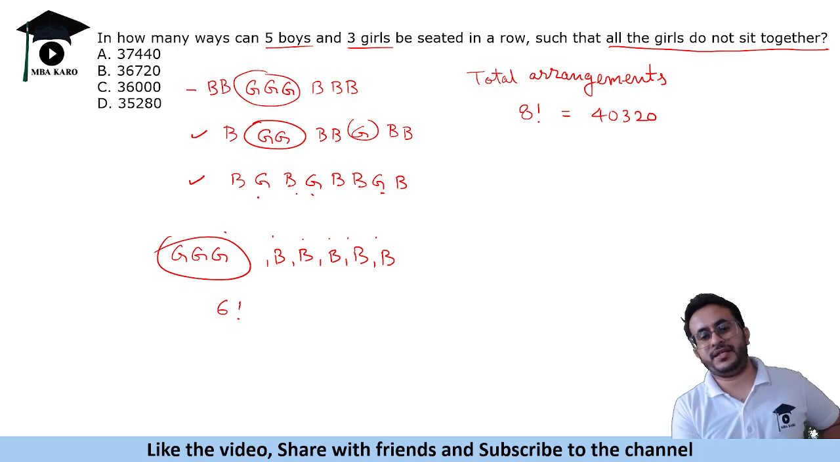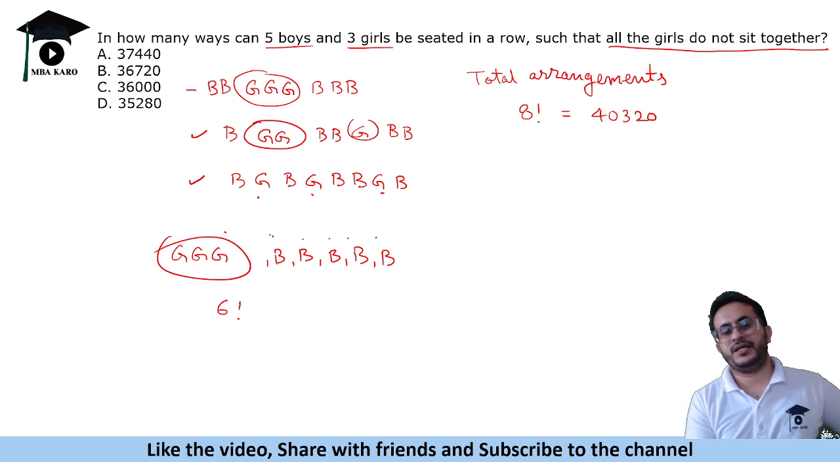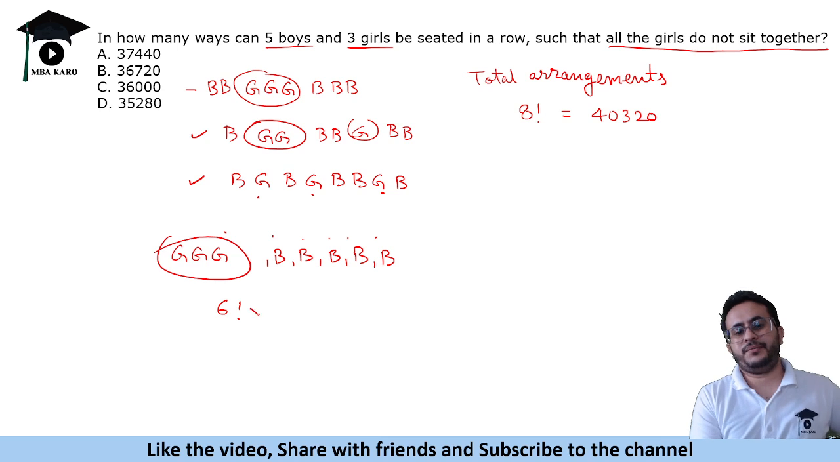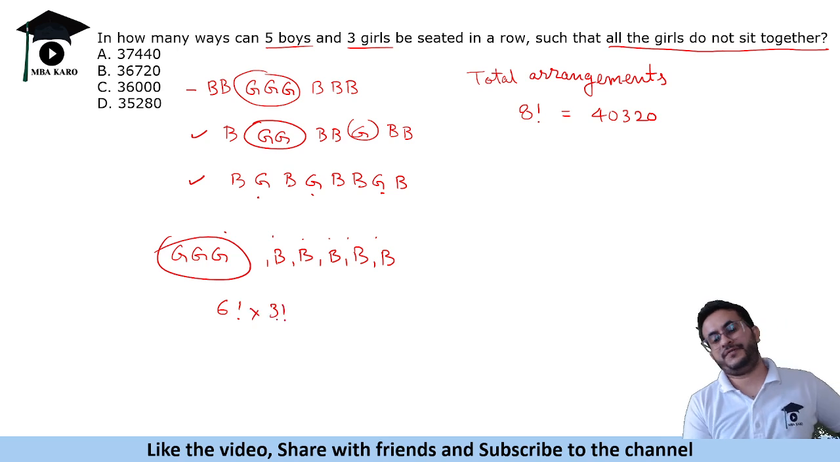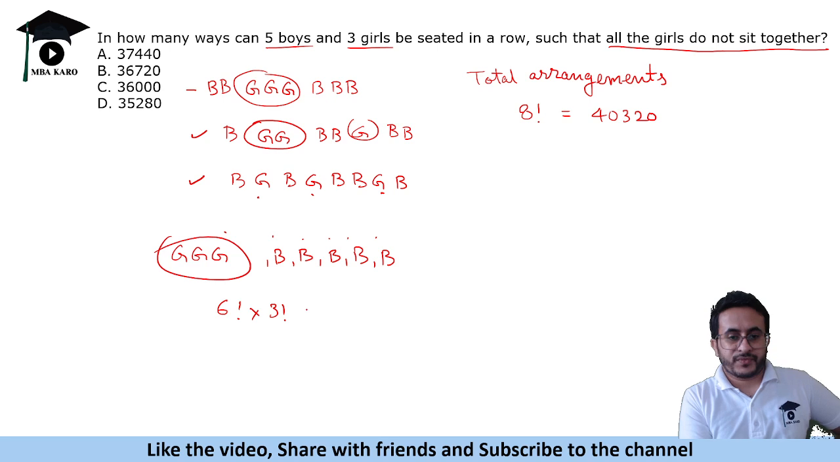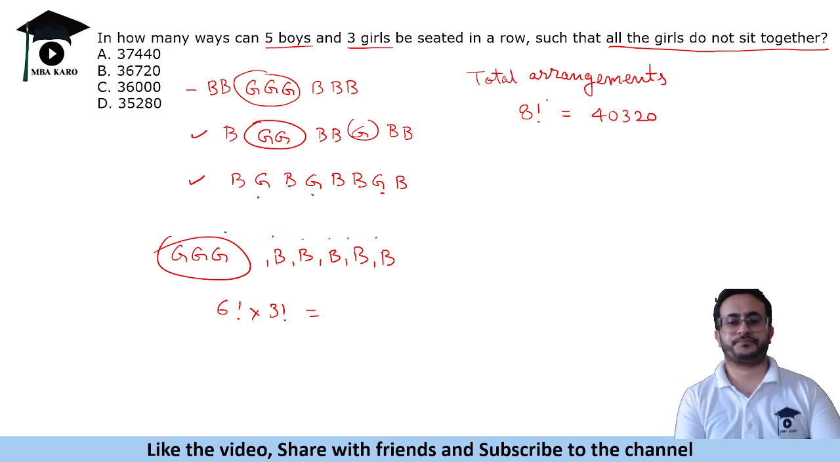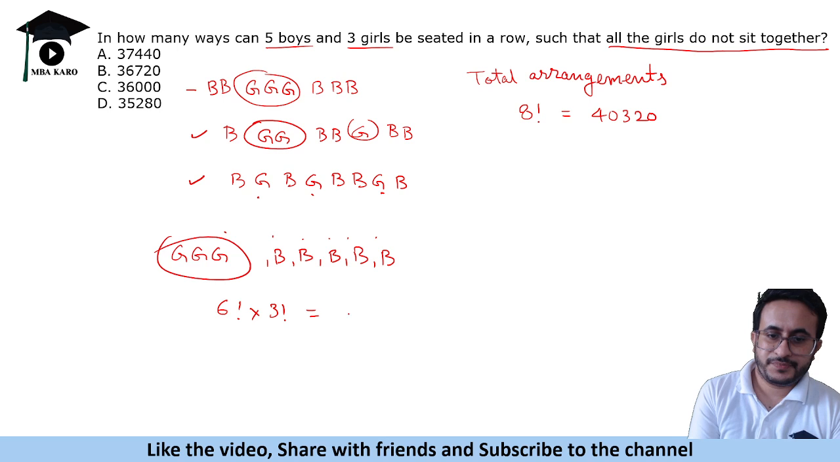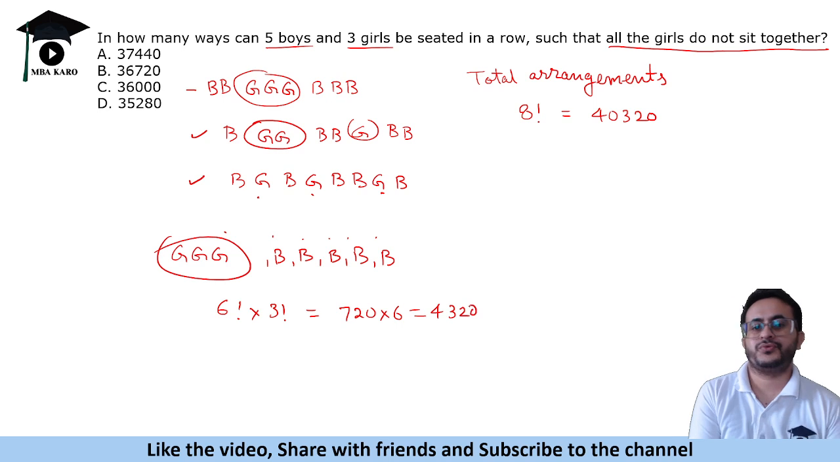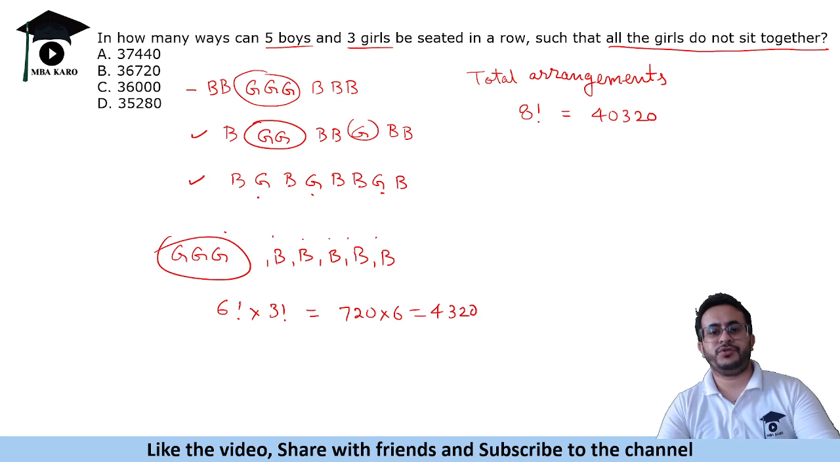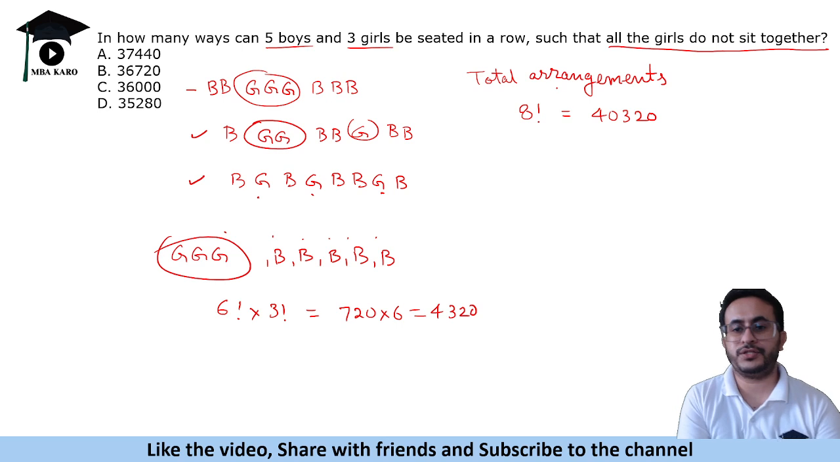So 6 things can be arranged in 6 factorial ways, and the girls who are together can be arranged among themselves in 3 factorial ways. So 6 factorial is 720 and 3 factorial is 6, which gives 4320. So we get 4320 ways in which all girls are together.